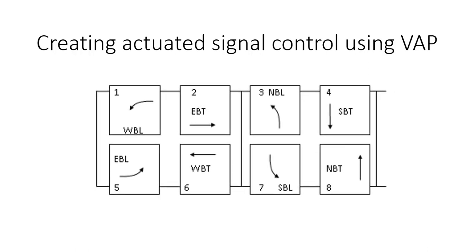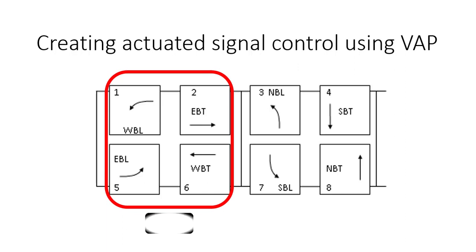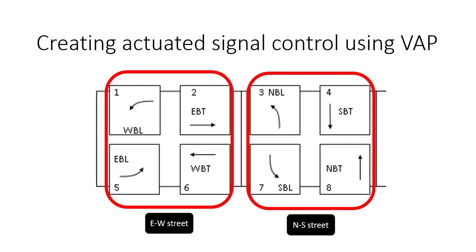We are going to use the dual ring diagram as it is shown on the screen now, and as you can see, the left ring is for the east-west street and the right ring is for the north-south street. What is important in this diagram is the number of signal groups. The through traffic has even numbers 2, 4, 6, 8, and the left turn traffic has odd numbers 1, 3, 5, and 7. This is the way the code in the VAP is developed to control the signal.